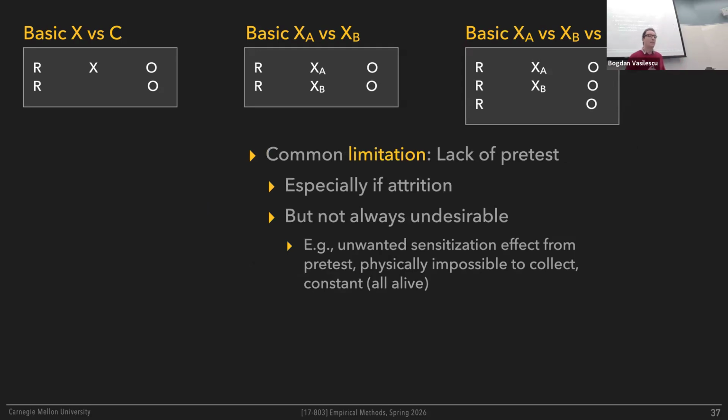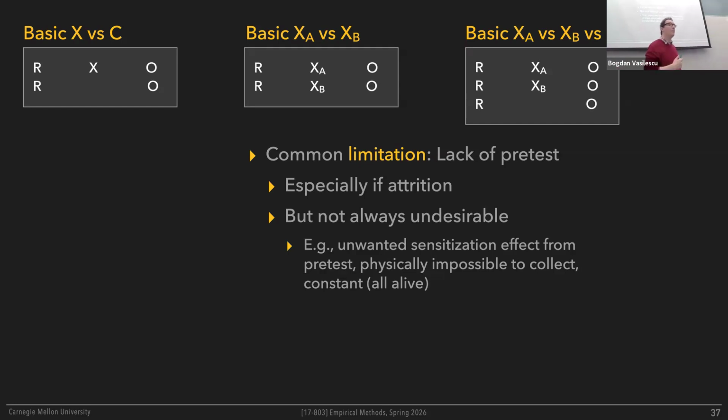All right. So then, whatever design you pick, all of these still have another common limitation, namely that there is no pre-test, right? We test the subjects post-treatment. That's the O. We test for outcomes. We don't test the subjects going into the experiment pre-treatment. That's called a pre-test.